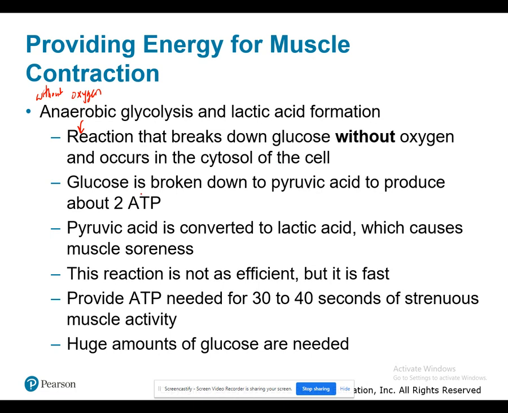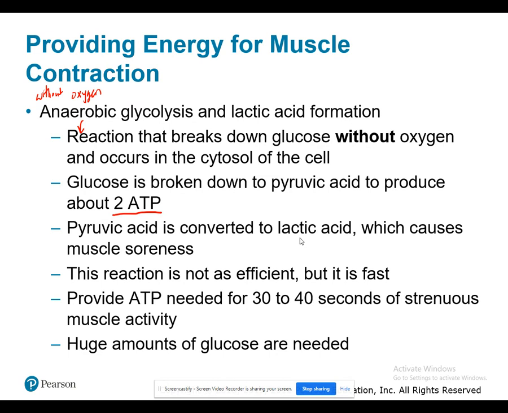Now, what happens is this is the beginning stage of cellular respiration. Glucose is broken down into pyruvic acid to make 2 ATP. However, oxygen's not present, so this pyruvic acid doesn't go into the cellular respiration cycle. Instead, it's converted into lactic acid, and lactic acid has been studied to prove to cause muscle soreness.